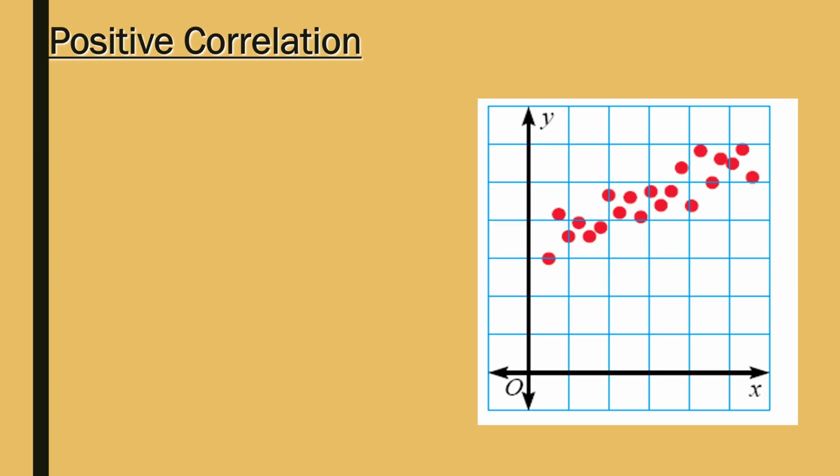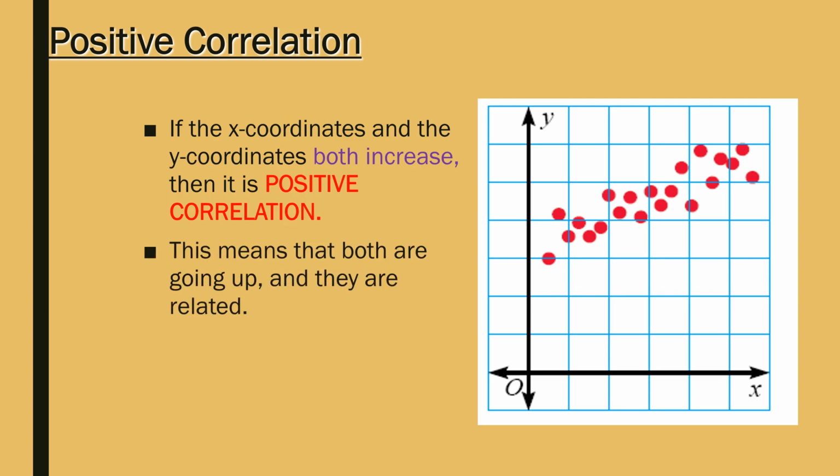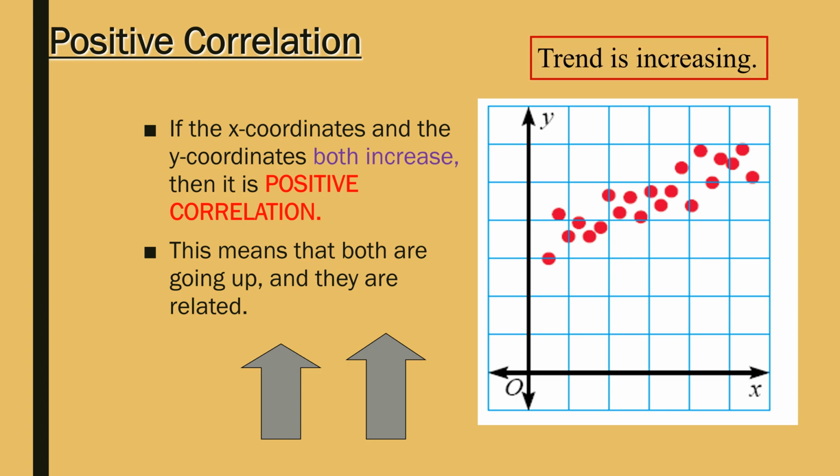So let's talk about positive correlation. If the x coordinates and the y coordinates both increase, then it is positive correlation. This means that both are going up and they are related. As you can see on this scatter graph, as the x coordinate is increasing, the y coordinate is also increasing. So both of them are going up and the trend is increasing.